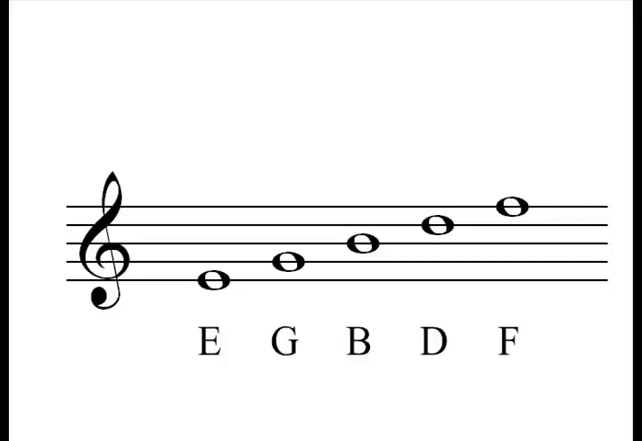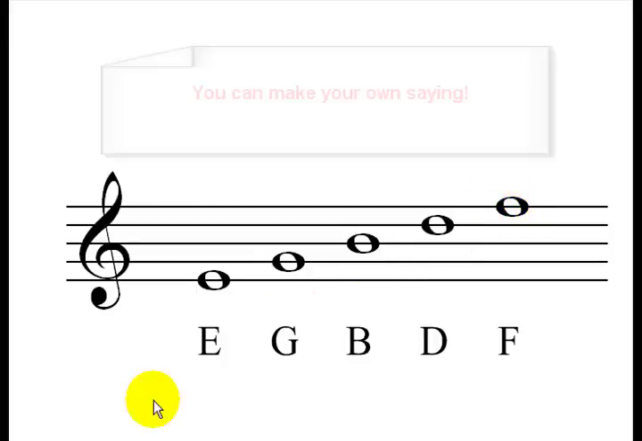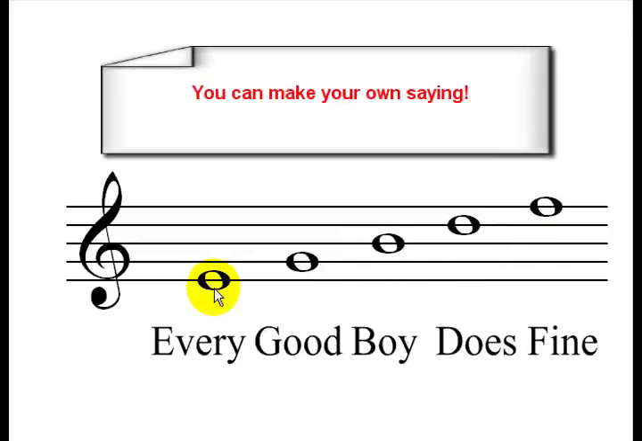Well, it's just a trick to remember the note names on the lines. So, on the first line, there is an E. On the second line, there is a G. And on the third line, there is a B. On the fourth line, there is a D. And on the fifth line, there is an F. So you get the picture? There you go. Every good boy does fine. And remember that this applies to the treble clef.